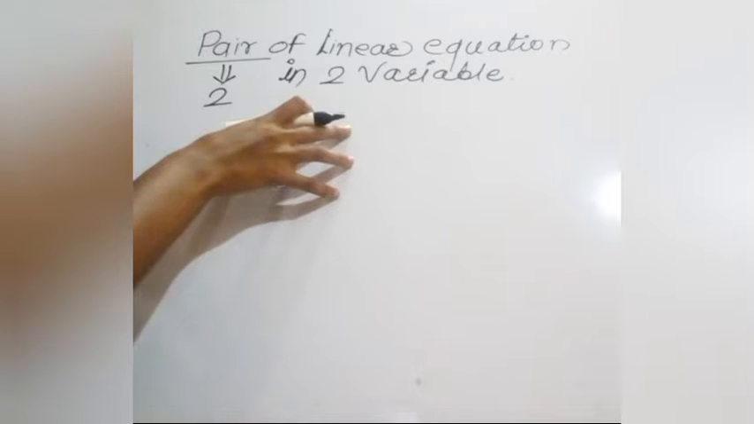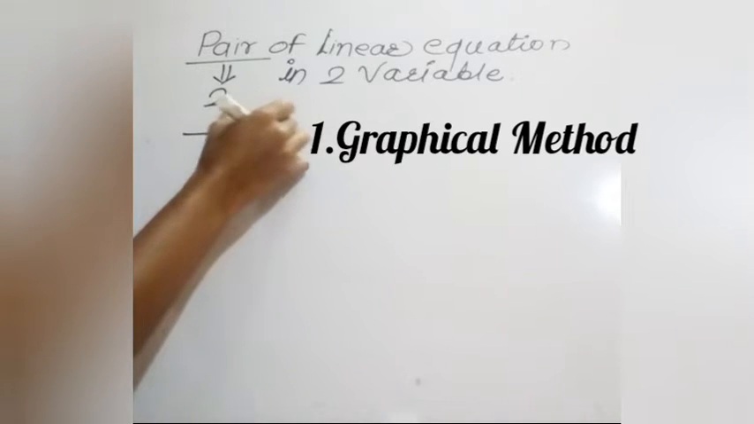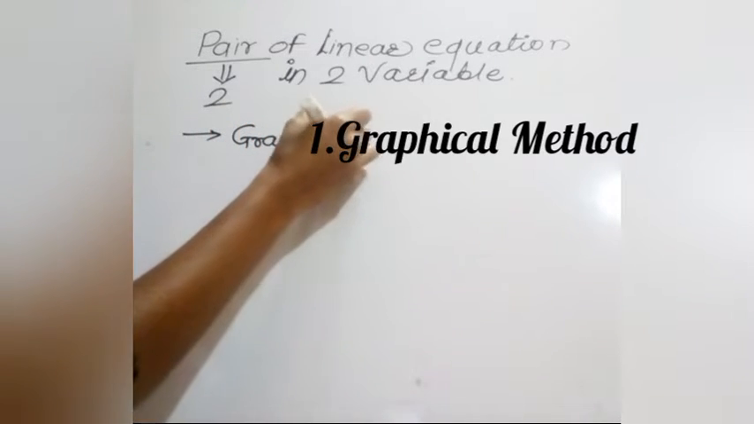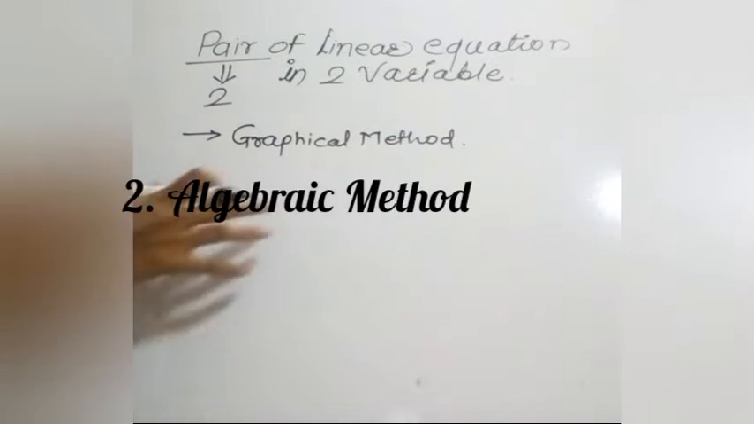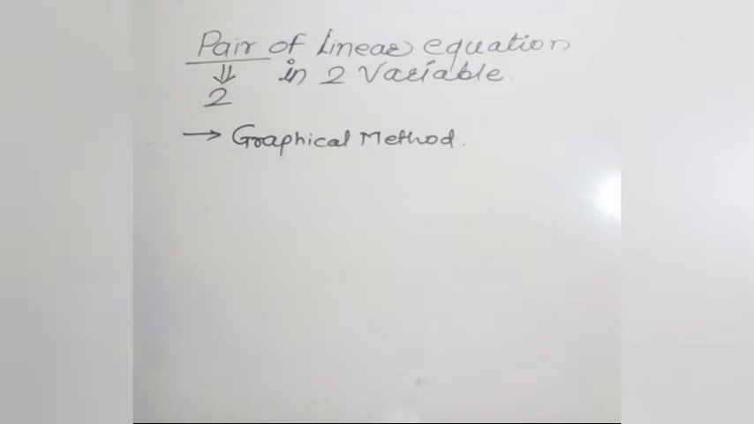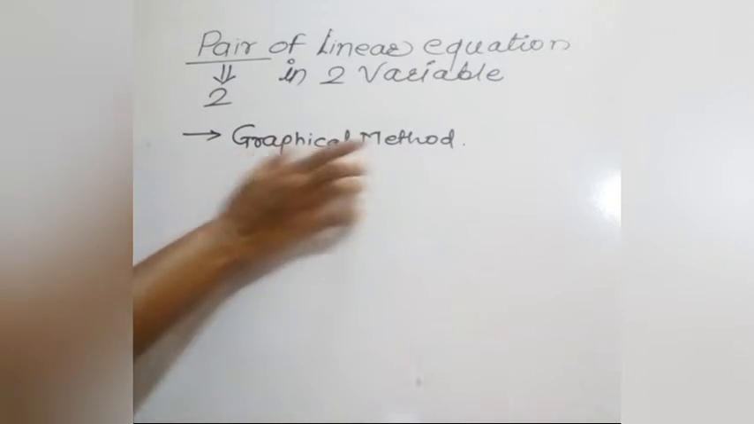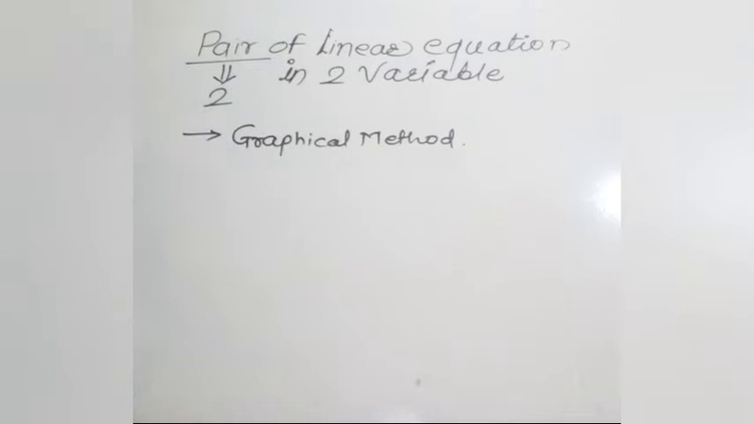So for solving the pair of linear equations in two variables, we have different methods. First is the graphical method. Second one is the algebraic method and third one is word problems on pair of linear equations. So we are going to discuss all these methods in this video. First we are going to discuss the graphical method, the graphical method to solve the pair of linear equations.